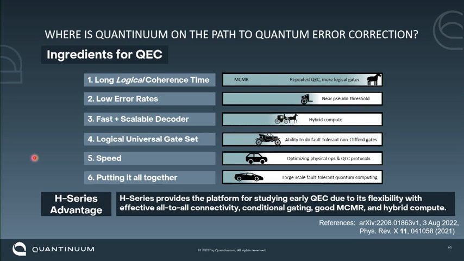You need a universal gate set, so you need to be able to encode magic states and hopefully distill them someday. You need speed. Can't take forever to do things. And finally, you need to put it all together. And we're starting to see some features, as I showed you in the previous logical algorithm slide.